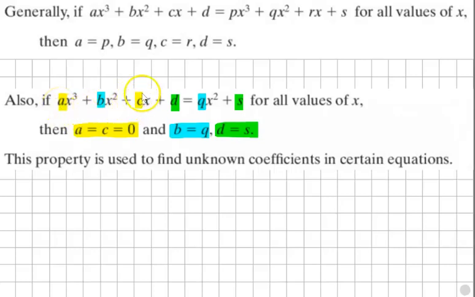Likewise, the cx term on the left of the equal sign does not have an x term on the right of the equal sign that it can equate to, so that's just equal to 0. But the bx squared can be equal to the qx squared, and the x squareds will cancel, so b is equal to q, and then the d is equal to s. So they would be the constants. Even though they are letters, we would call them constants in this situation. This property is used to find unknown coefficients in certain equations.